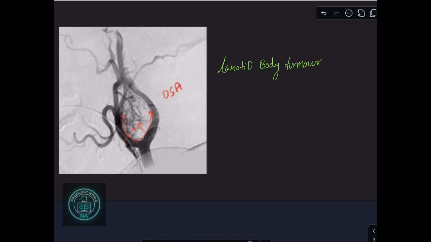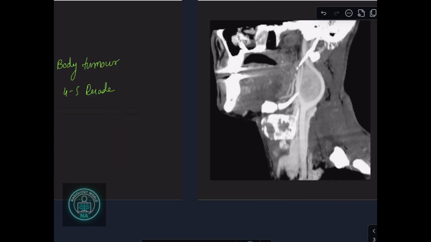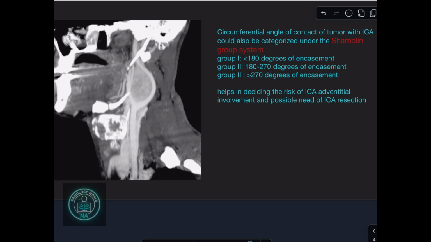First of all, you need to know how you will differentiate between ICA and ECA. You can see that there are branches over here. Branches in the cervical region always come from the external carotid artery only. So this is the ECA, and the ICA will go straight up intracranially without any branches in the cervical region. In between there is this large blushing tumor. Another thing to note is that this is very commonly seen in females in around the 4th to 5th decade, so the epidemiology is important to know. In 10% of the cases it can also be bilateral.